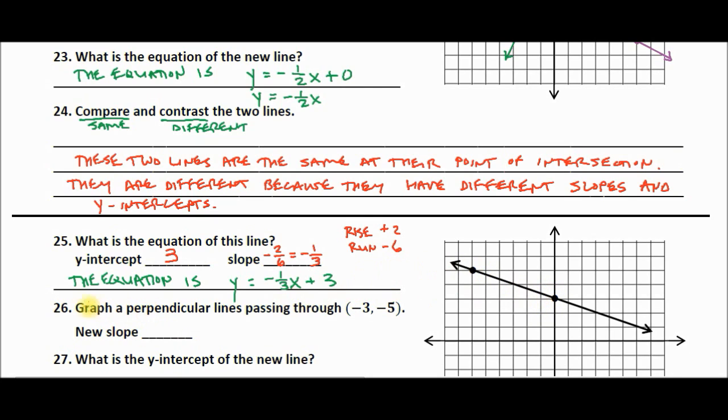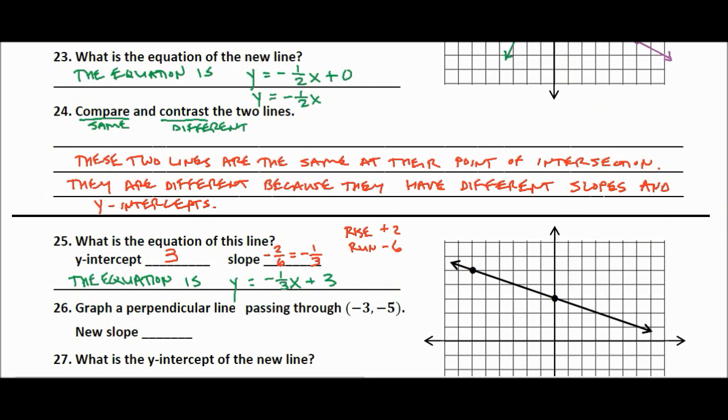Now, number 26 says, graph a perpendicular line passing through, and we should get rid of this s, by the way, cross that off class. Graph a perpendicular line. In fact, I can use an eraser here. Graph a perpendicular line passing through negative 3, negative 5.